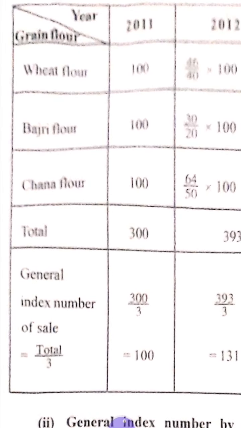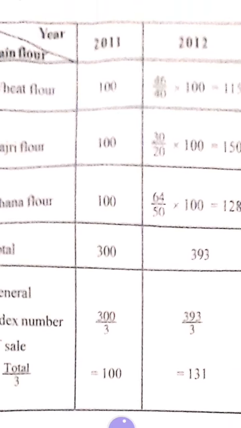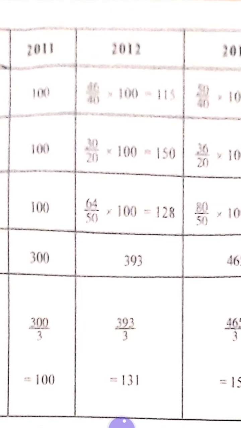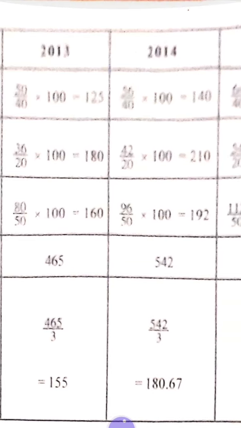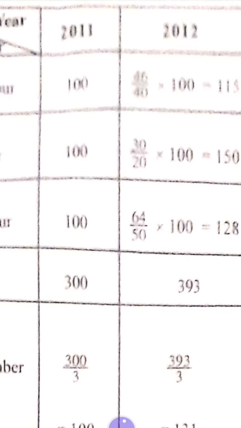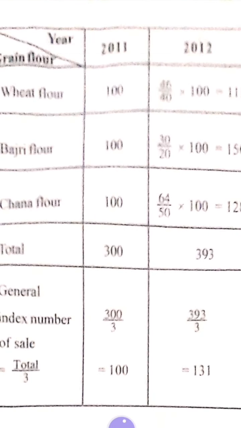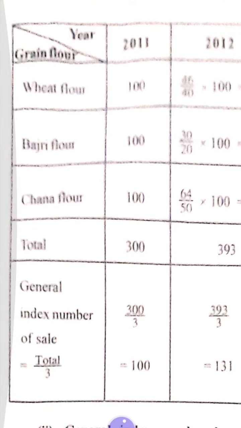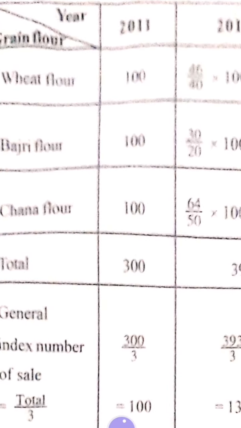Vertically, again wheat flour, bajri flour and chana flour is there, right? See, years have been taken into the column: 2011, then 12, 13, 14 and 15. Now if you see the values, children, as we have discussed, in 2011 you are going to take 100, because you will calculate as per our formula. 2011 has been given as the base year, so 100 would be coming in our first column of 2011.